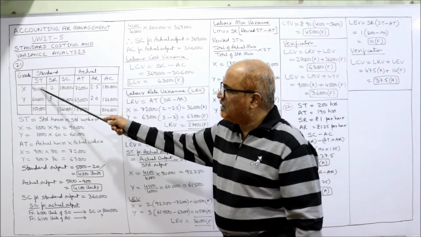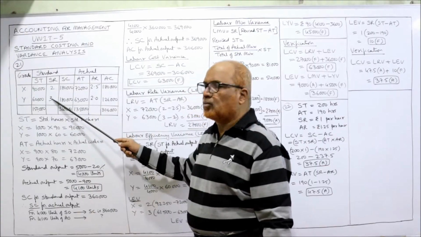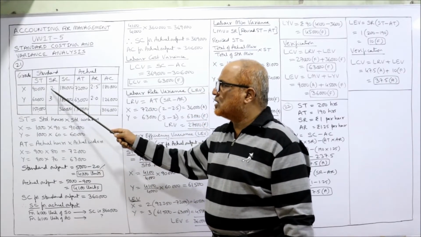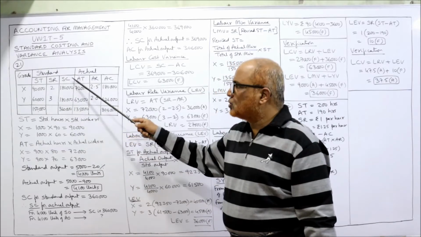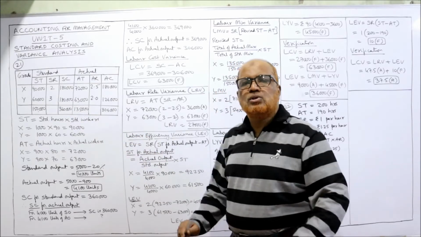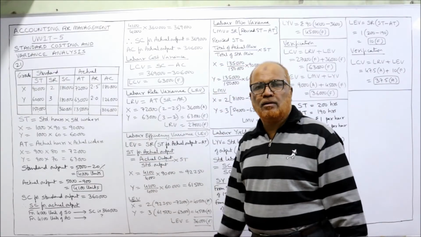Standard rate is given, 2 rupees and 3 rupees. Multiply 90,000 into 2, 1,80,000. 60,000 into 3, 1,80,000. Total 3,60,000. So we have completed the standard part. Now we have to start the actual.